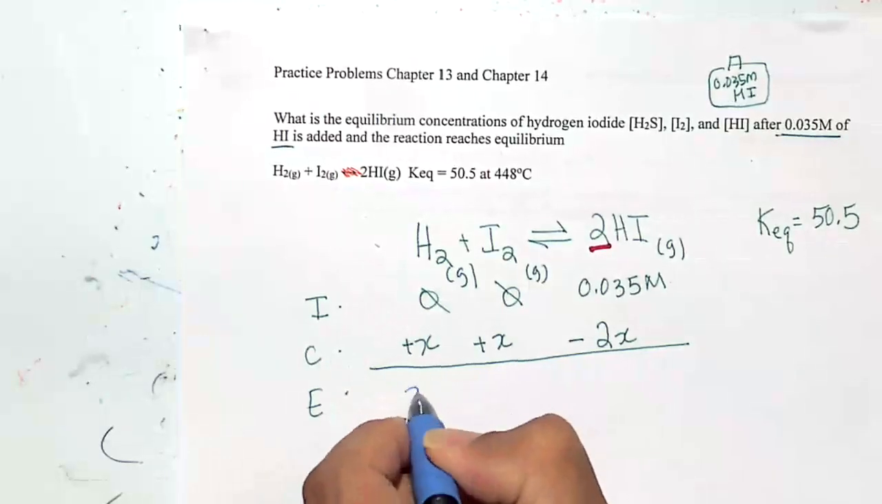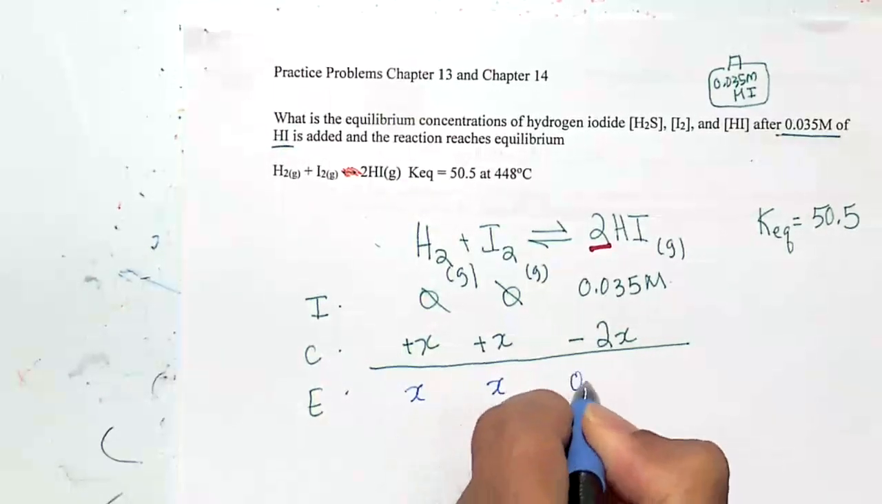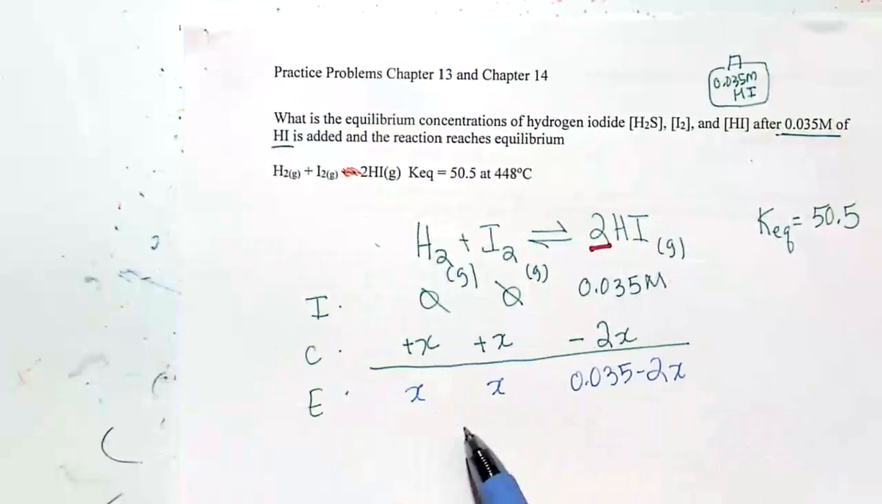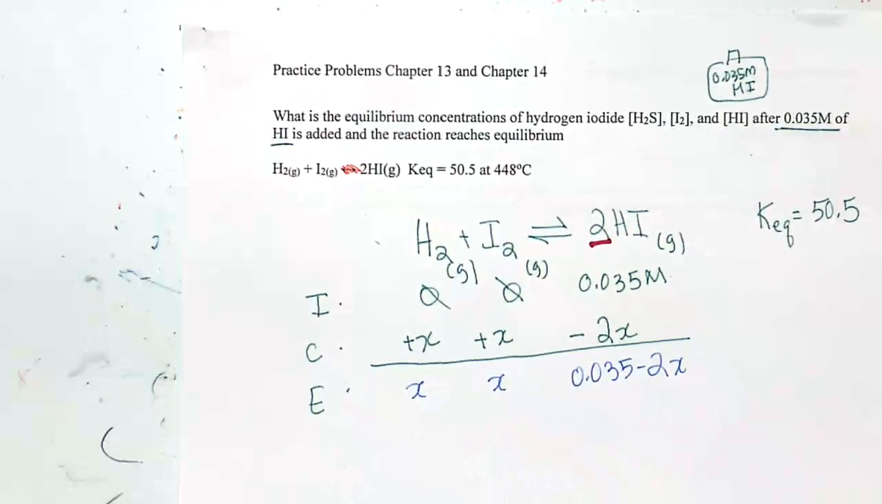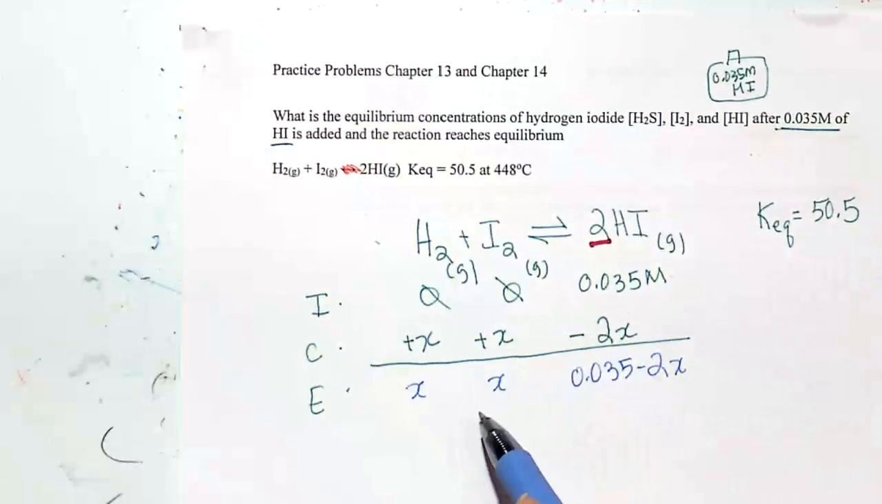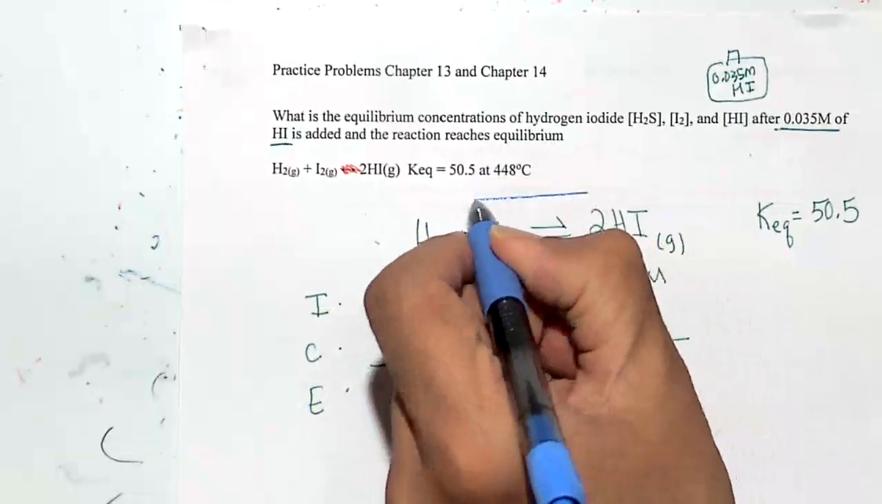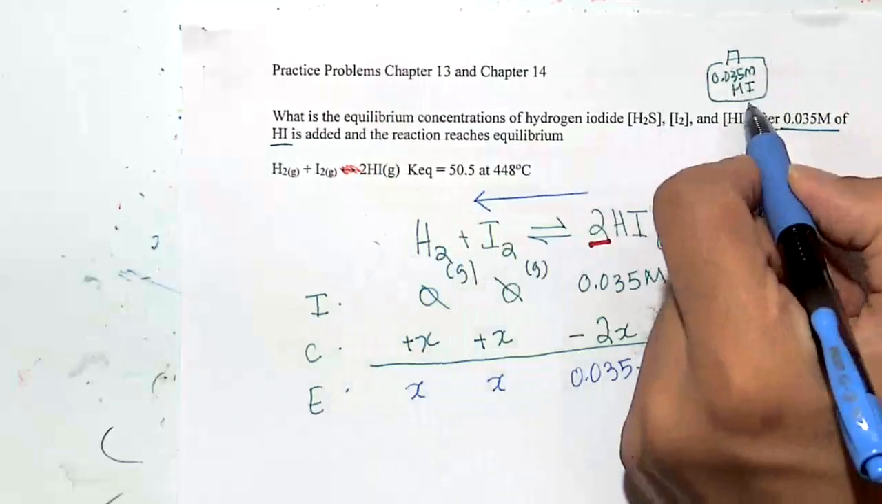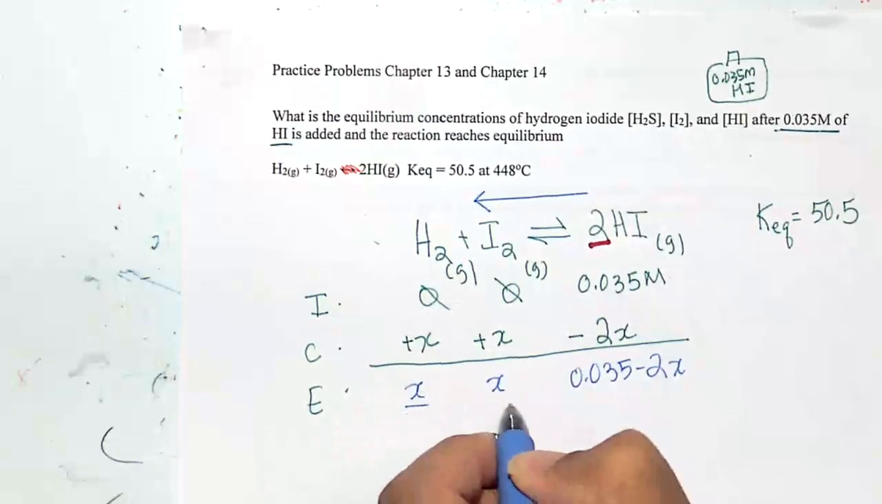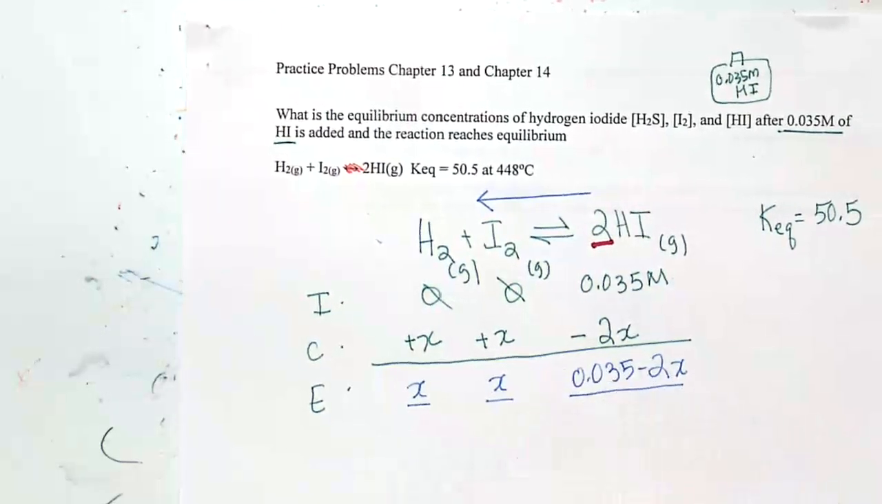So at equilibrium, we're going to have x, x, and 0.035 minus 2x. So these are equilibrium concentrations. Let's plug it into the equilibrium expression to get our x, our final equilibrium concentrations. The reaction is going this way because initially you have 0.035, but after it settles at equilibrium, you'll get x and 0.035 minus 2x.